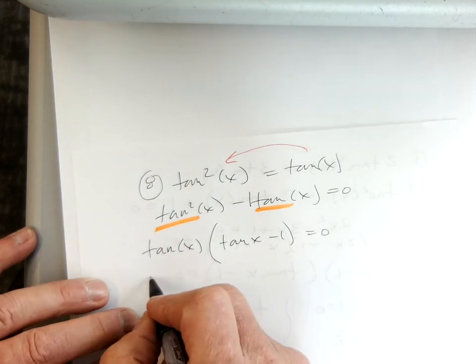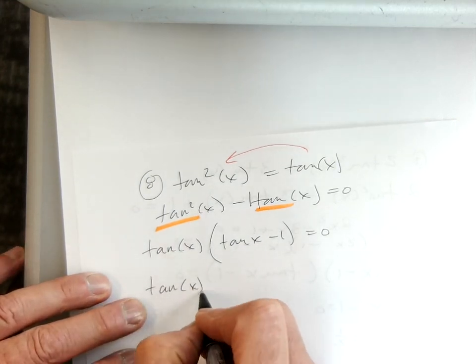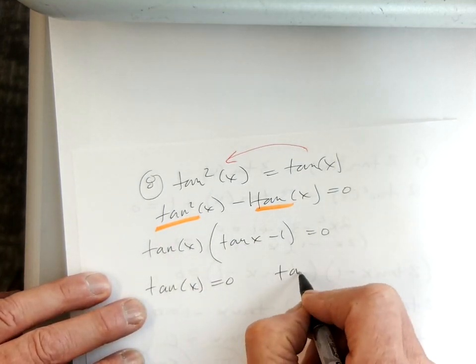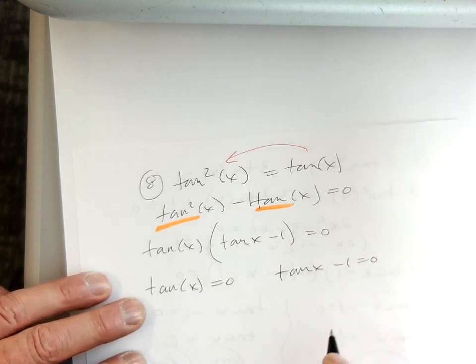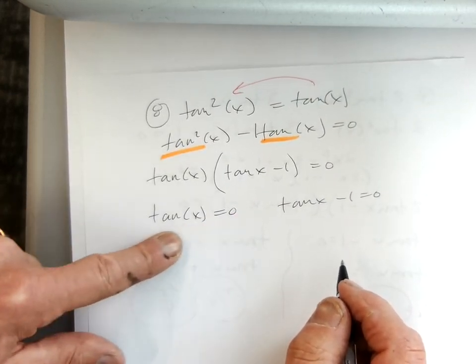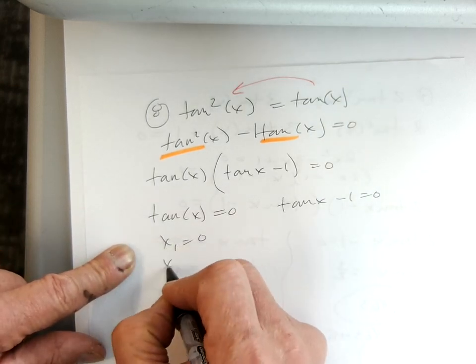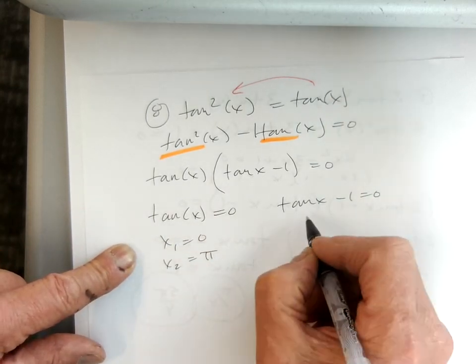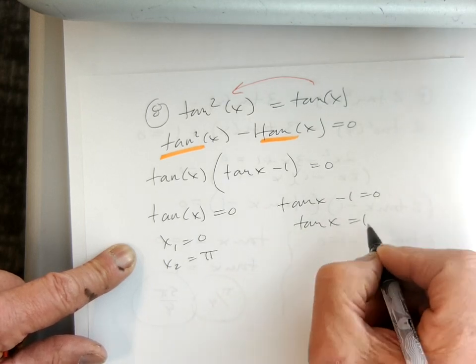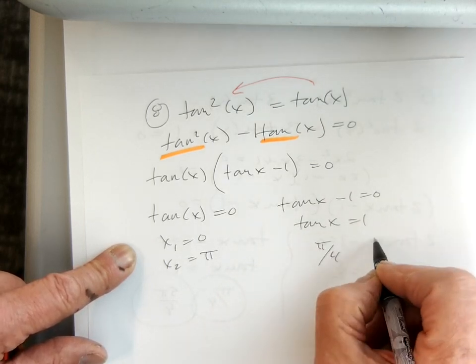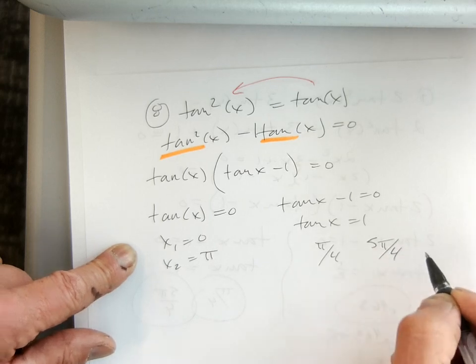Mini equations: tan x equals 0, and tan of x minus 1 equals 0. This is on the circle, 0 and pi. 0 and pi. Gosh, this one keeps popping up. We know this one. Pi over 4, 5 pi over 4, yeah.